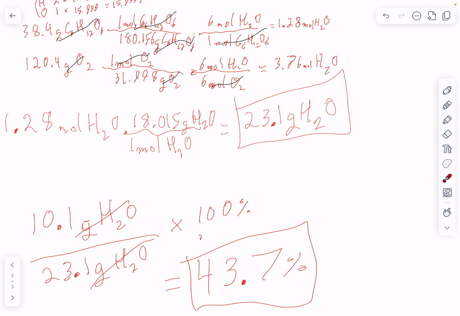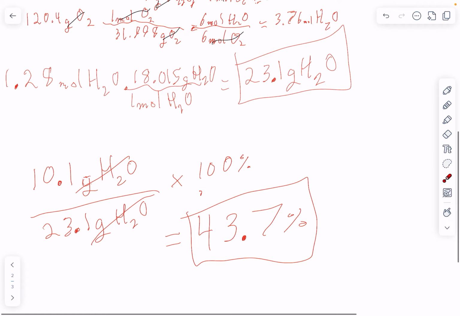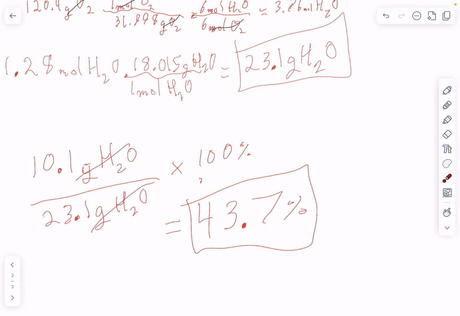Okay, so we start off with 1.28 moles of water here, convert that into grams, and that is our answer for the theoretical yield. Okay, but the actual yield, it said, was 10.1. So we take 10.1, we divide by 23.1, multiply by 100, tag on that percentage sign, and we get 43.7%.